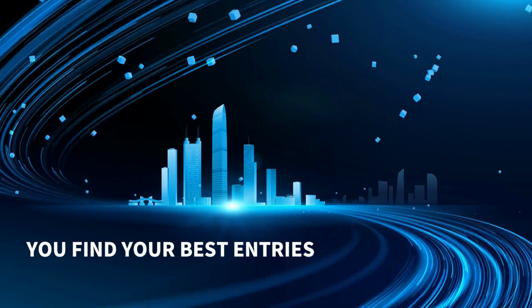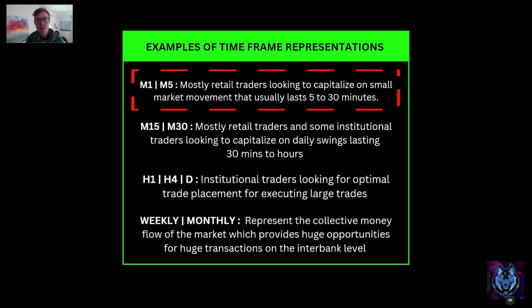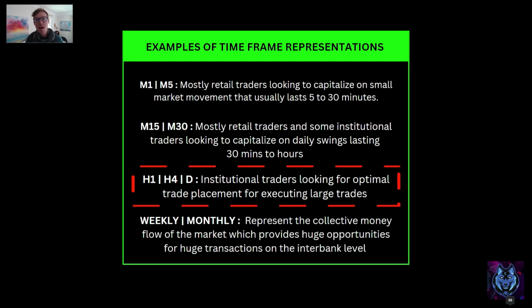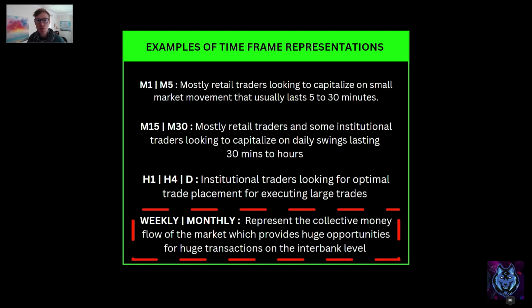Here are examples of time frame representations. The 1 minute and the 5 minutes are mostly retail traders looking to capitalize on small market movements that usually last 5 to 30 minutes. Then we've got the 15-minute and 30-minute traders. These are also mostly retail traders and some institutional traders. Then we've got the 1 hour, 4 hour, and the daily. These are institutional traders looking for optimal trade placements for executing their large trades. Then we have the weekly and the monthly traders. These can be your market makers. They can represent the collective flow of the market, which provides huge opportunities.